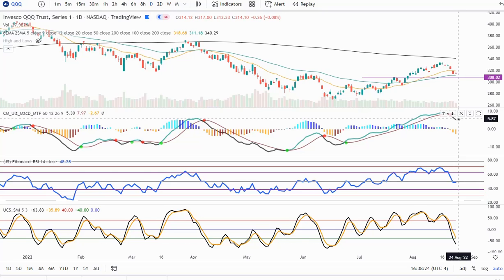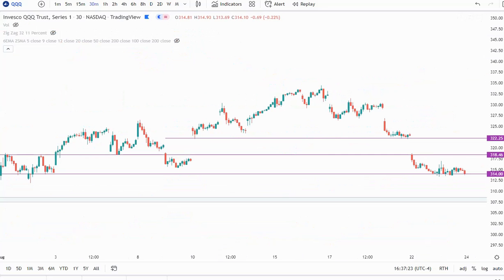MACD is obviously moving lower, and we don't want to see it go below the zero line. So overall, the technical picture is not bullish, but it's not bearish either, because it hasn't closed below the 50 EMA. So just to summarize, short-term support levels are 314 and then 307, 308. Resistance levels are around 318 and then 322.